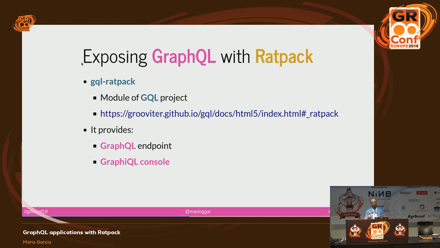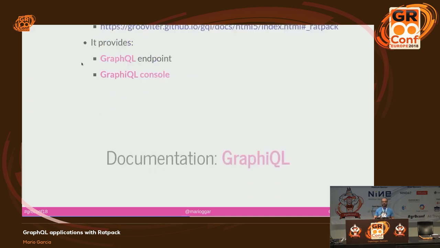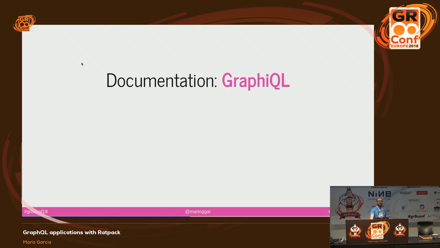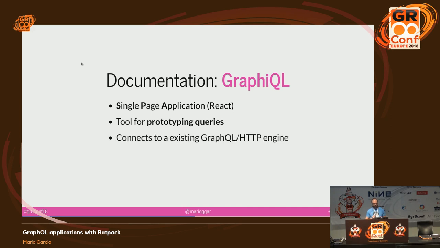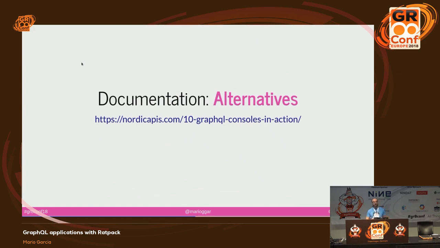For those of you who don't know what GraphiQL is, it is a very useful tool for, among other things, documenting your GraphQL application. It's a single-page application built in React that is also useful for prototyping queries. So every time you are starting an application and you want to know how your queries look or how they should look, you can use GraphiQL. It basically connects the schema you are exposing to this tool, so you can play with it. There are other documentation alternatives. I have added an article that talks a little bit about that, but I'm not going to go any deeper on this.